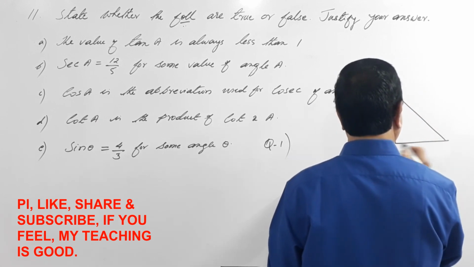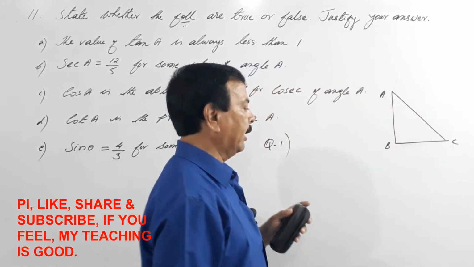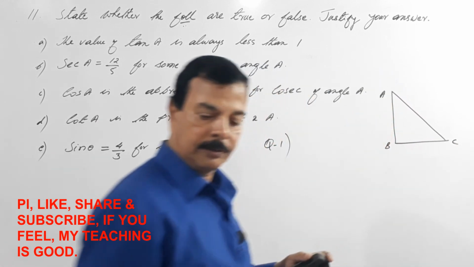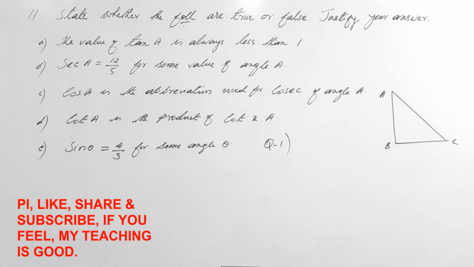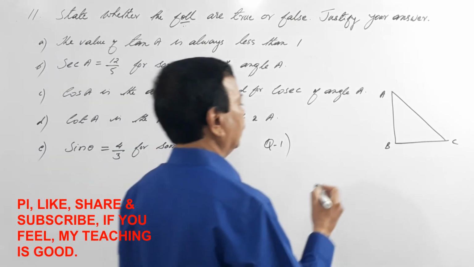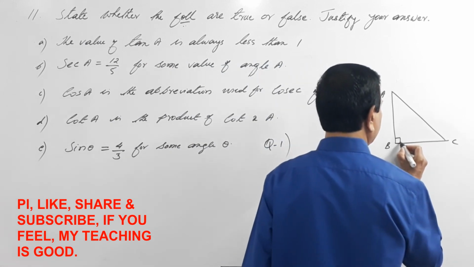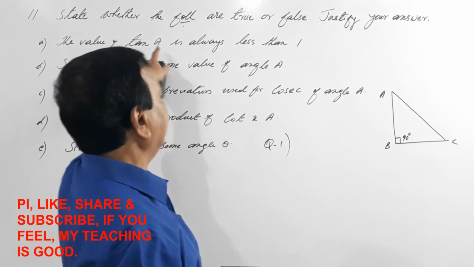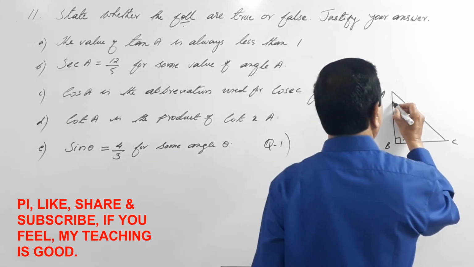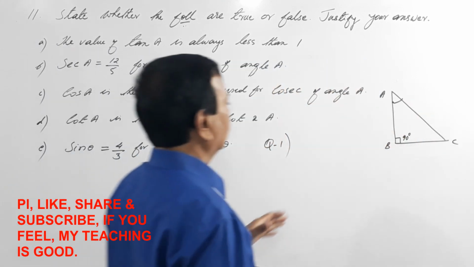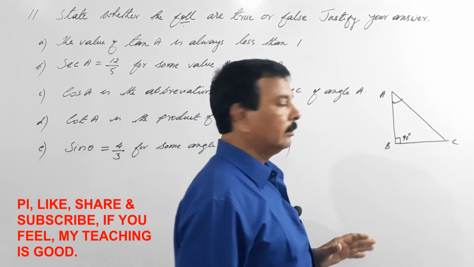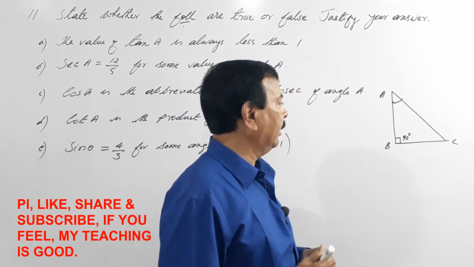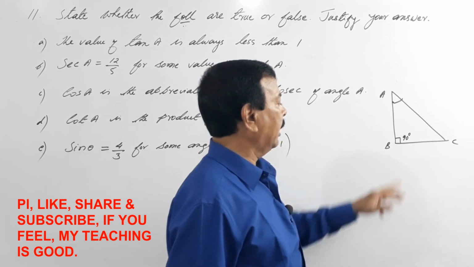A, B, C. So a right angle triangle is visible. This is 90 degrees. So he has asked tan A. So let us consider this as tan A. I have drawn a right angle triangle and named it ABC, angle B is 90 degrees.